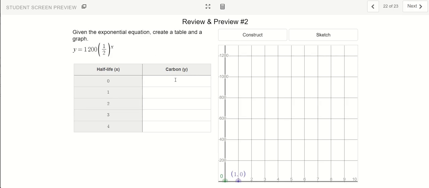Again, here I have a half-life starting with 1,200 carbon. Cut down in half is 600, and half again is 300, and half again. So here I'm starting at 1,200, and cut in half it's 600.